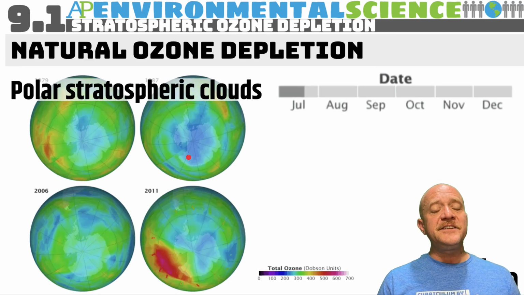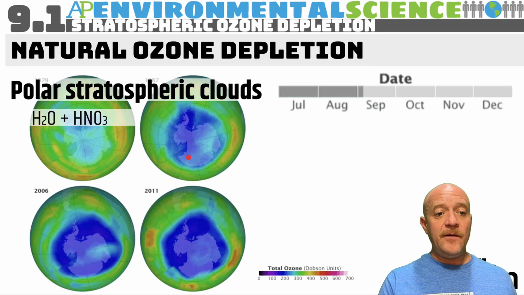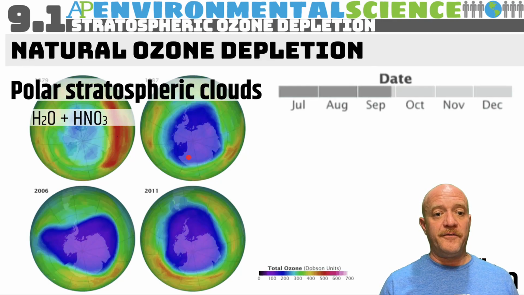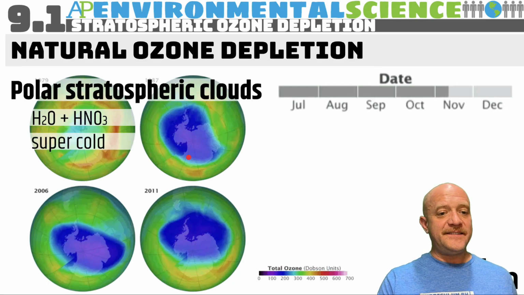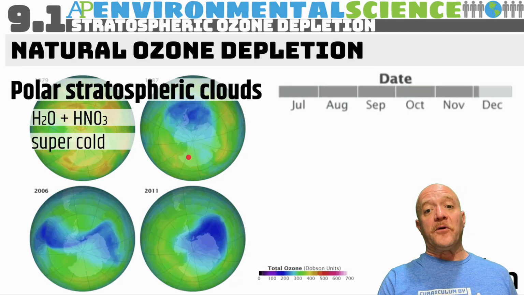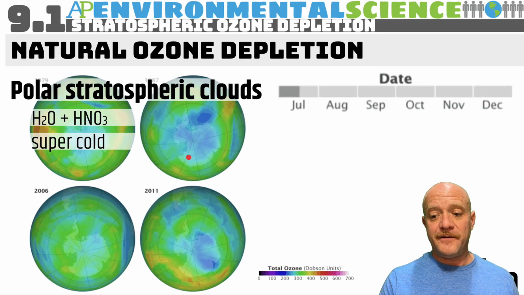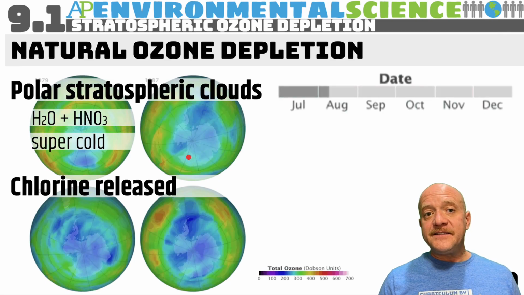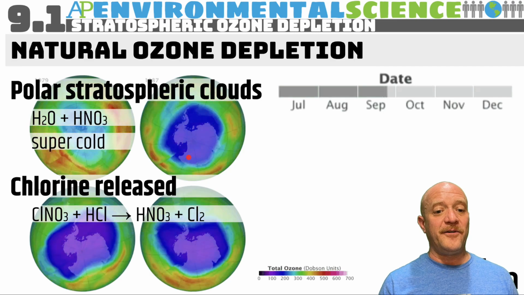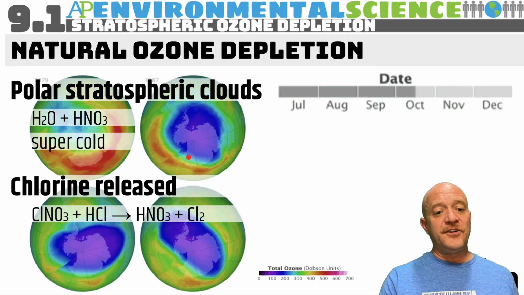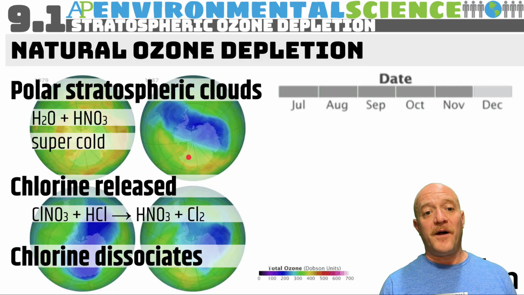Now, this is because of these polar stratospheric clouds. They contain water vapor, or little ice particles, and nitric acid. This is happening when it is very, very cold in the stratosphere. Now, it releases a chlorine radical, and this chlorine radical can then start dissociating and break apart the ozone molecules.